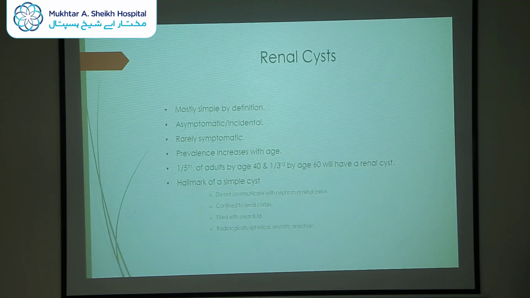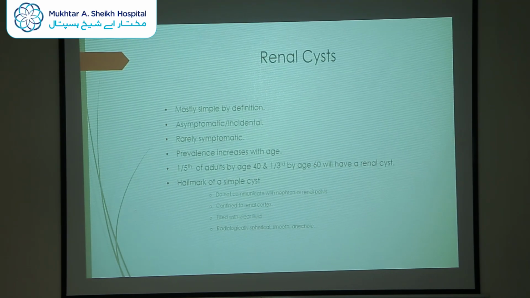This is a short description of the renal cyst: mostly simple by definition, asymptomatic and incidental, rarely symptomatic. Symptoms are mainly pain in the flank area. Prevalence increases with age: one in five adults by age 40 and one third by age 60 will have a renal cyst. Hallmarks of the simple cyst: it does not communicate with the nephron or the pelvis, is confined to the renal cortex, filled with clear fluid, and radiologically spherical, smooth and anechoic.